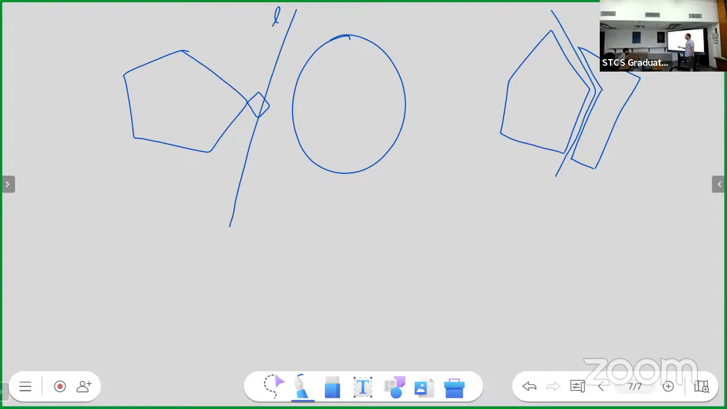Push the circle close to the square or pentagon. What happens? And what is the premise? There exists no L that separates. I'm not defined separates, but hopefully it's clear. Separates means one lies on one side, other lies on the other side. That separates.